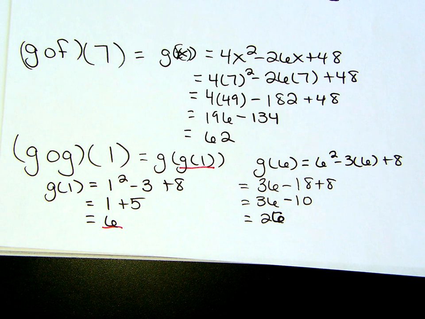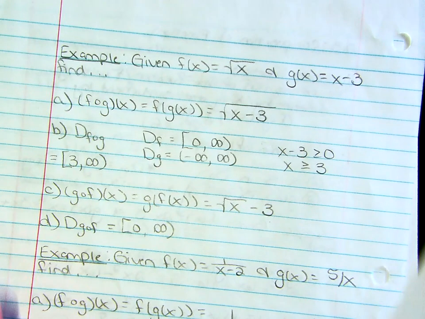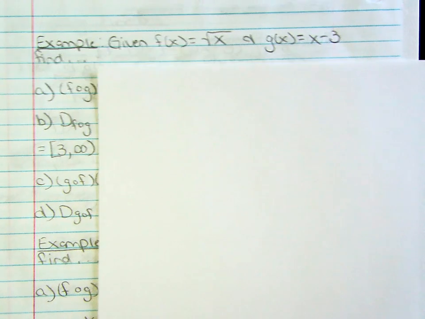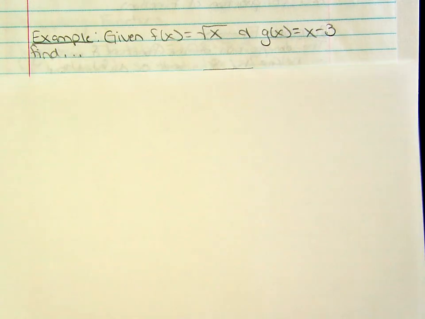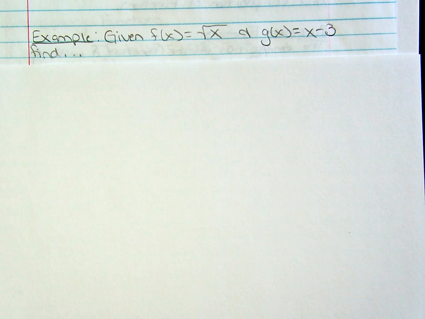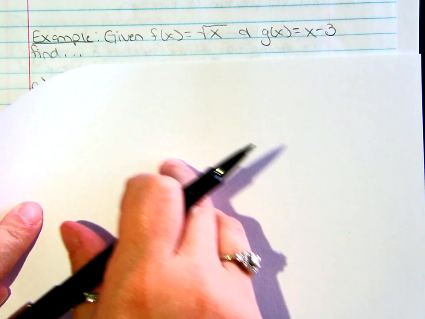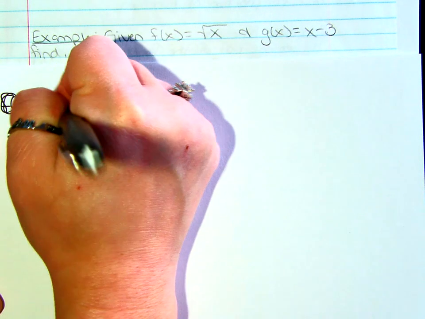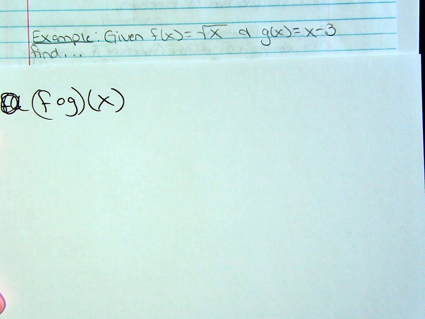We're going to do another set of examples with slightly harder functions. Let's have fun with it, why not? This time they're going to start asking us to find the domains. F of g of x. This time our f of x function is the square root of x, and our g of x function is x minus 3.